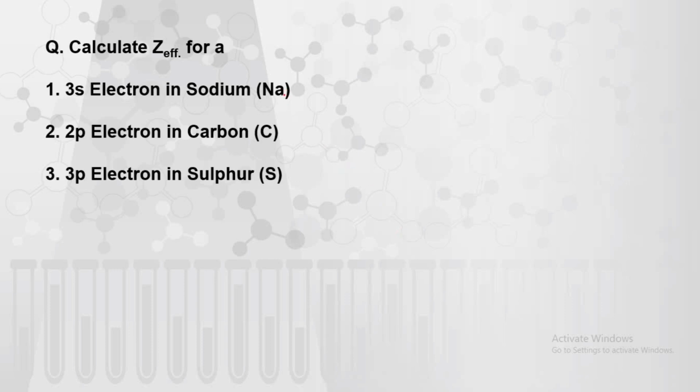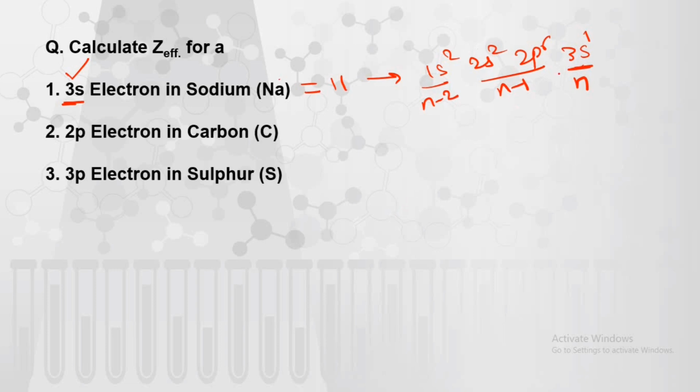Suppose I have given here, 3s electron in sodium. What is the atomic number of sodium? It is 11. The electronic configuration is 1s2, 2s2, 2p6, 3s1. So I want to calculate this for 3s1. Please remember here, for this 3s1, it is n value, n minus 1, n minus 2.